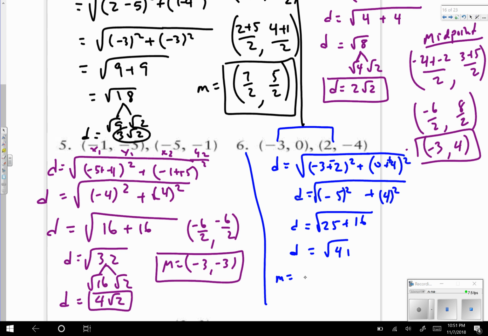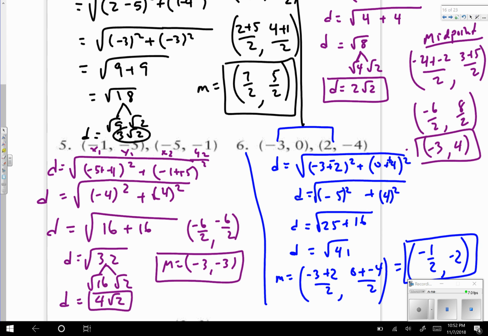Midpoint formula is take your two x's, add them. So -3 plus 2 divided by 2, and 0 plus -4 divided by 2. And that can be simplified. So -3 plus 2 is -1 half, because divided by 2. 0 plus -4 is -4 divided by 2. And this can be simplified into -2. So here is our midpoint. Done, finally, with the first slide.